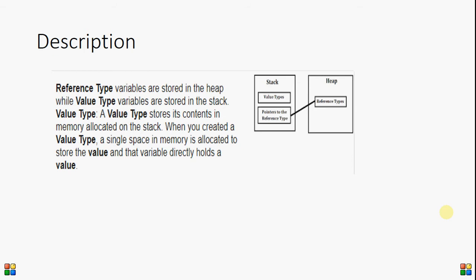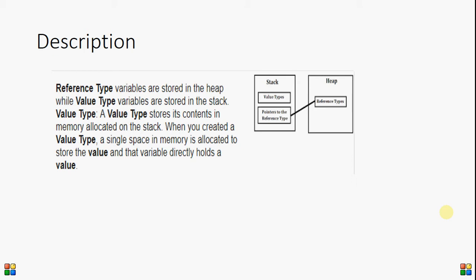About the description, reference type variables are stored in the heap while value types are stored in the stack. A value type stores its contents in the memory allocated on the stack. When you create a value type, a single space in memory is allocated to store the value, and that variable directly holds a value.